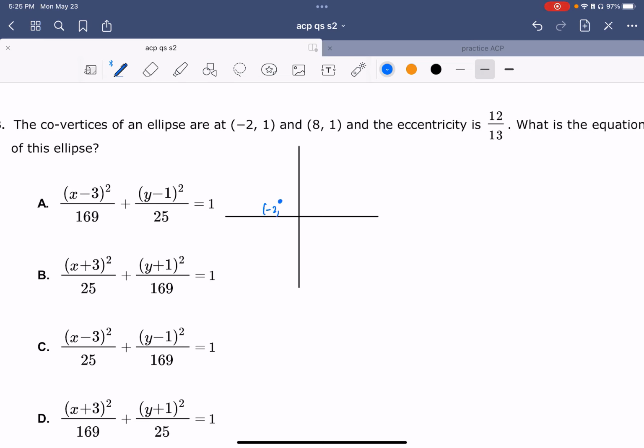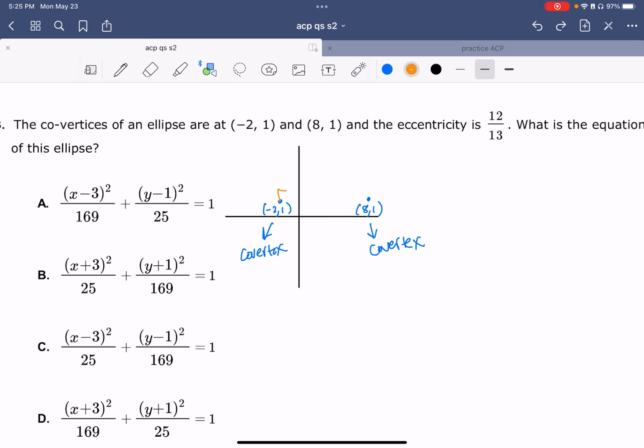So here we have (-2, 1) and (8, 1). And these are the co-vertices. So this is a co-vertex, co-vertex. You want to read carefully. Don't always assume they're going to give you the vertices. So from co-vertex to co-vertex, you have the minor axis.